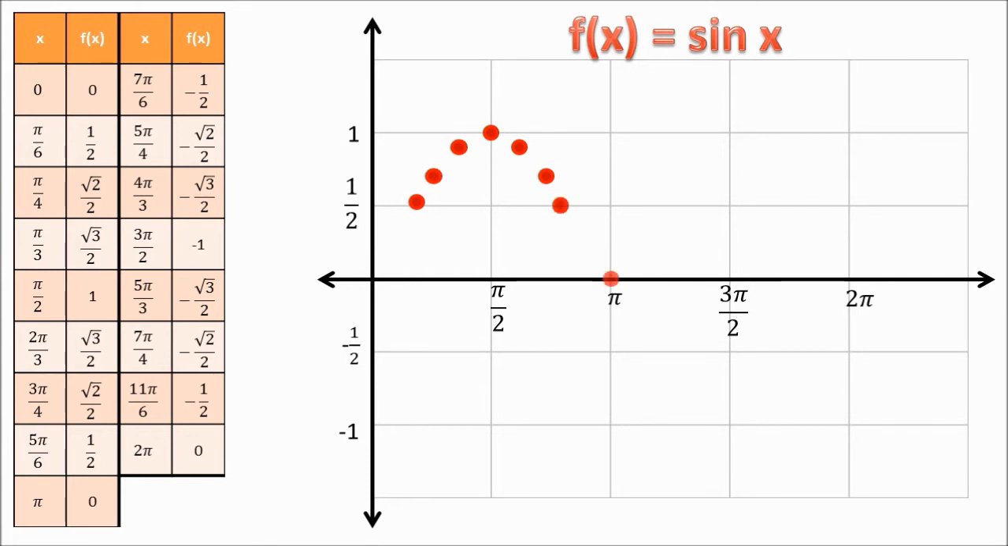And pi is 0. Then I have 7 pi over 6 is negative 1/2. 5 pi over 4 is negative root 2 over 2. 4 pi over 3 is negative root 3 over 2. And 3 pi over 2 is negative 1. Then I have 5 pi over 3 is negative root 3 over 2. 7 pi over 4 is negative root 2 over 2. And 11 pi over 6 is negative 1/2. And then 2 pi is 0.